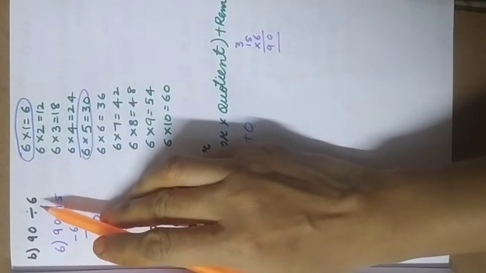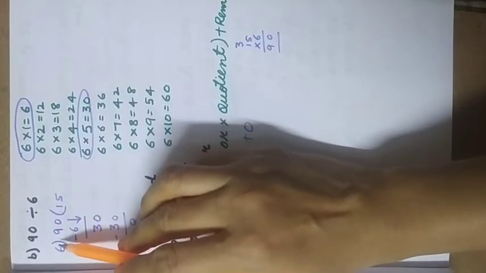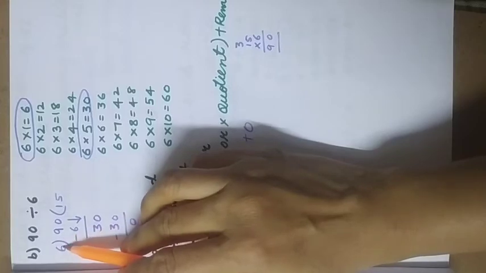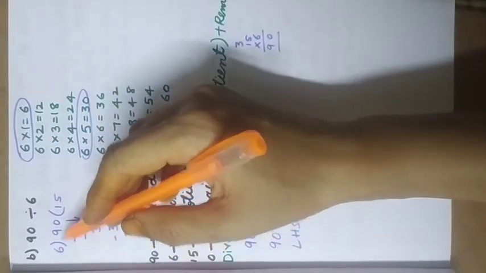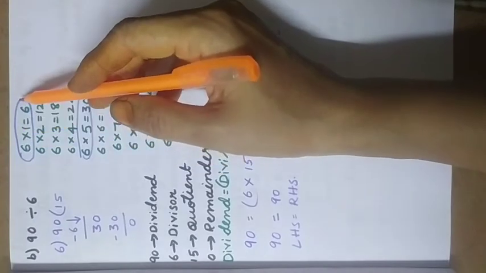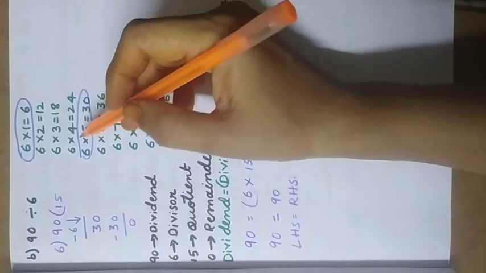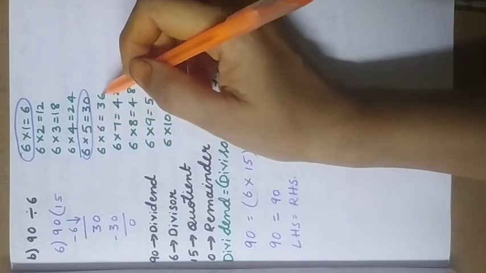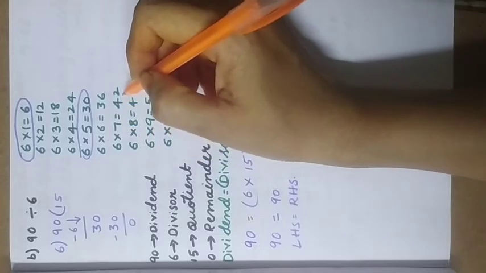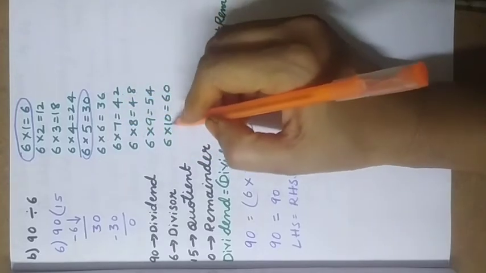B, I am explaining now. 90 divided by 6. Means here 6, so we have to write the 6 table. With 6 we are dividing, so we need to write the 6 table. 6 1s are 6, 6 2s are 12, 6 3s are 18, 6 4s are 24, 6 5s are 30, 6 6s are 36, 6 7s are 42, 6 8s are 48, 6 9s are 54, 6 10s are 60.